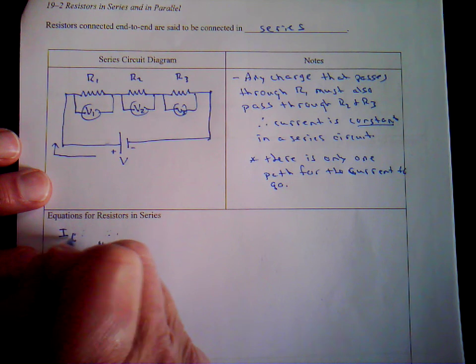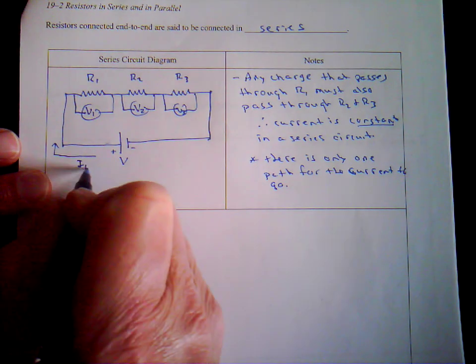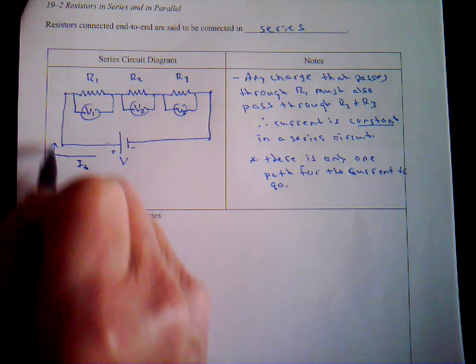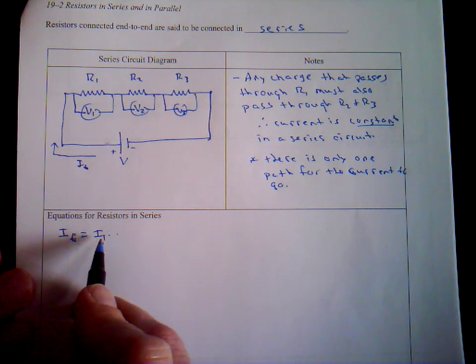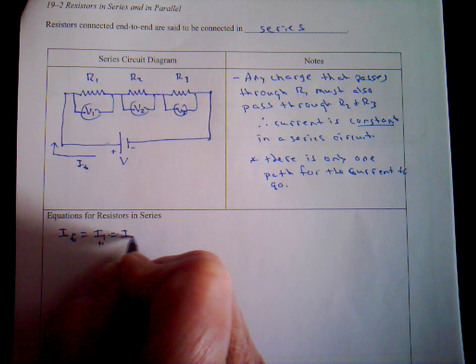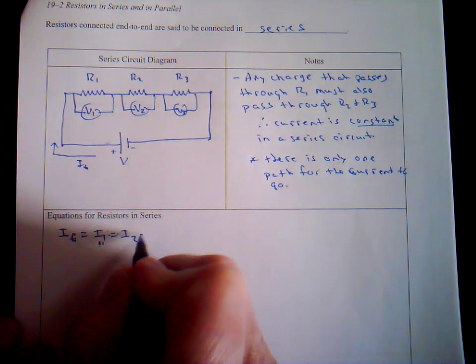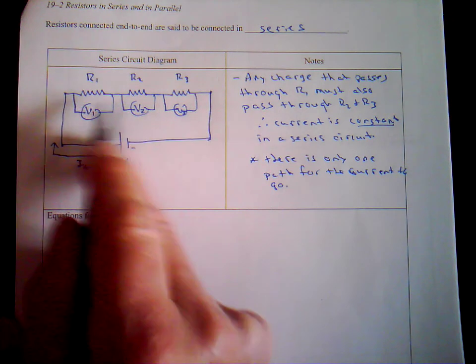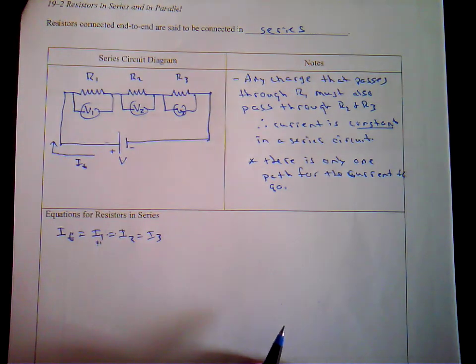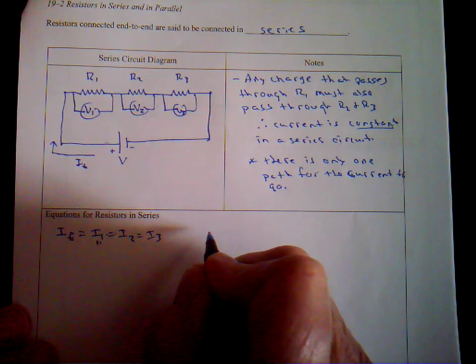Now let's take a look at how this relates to equations in Ohm's law. The total current flows through R1, so it's equal to the current going through resistor 1. It also goes through R2, so that's the same current that goes through resistor 2, the same current that goes through resistor 3. So this total current is the same as the current through all those resistors.